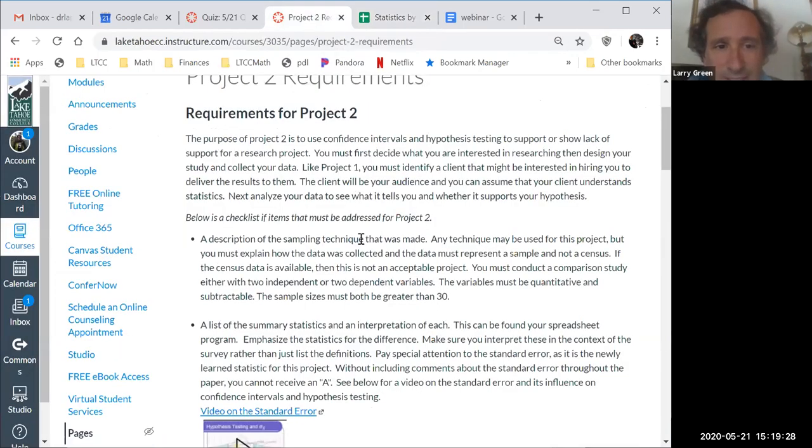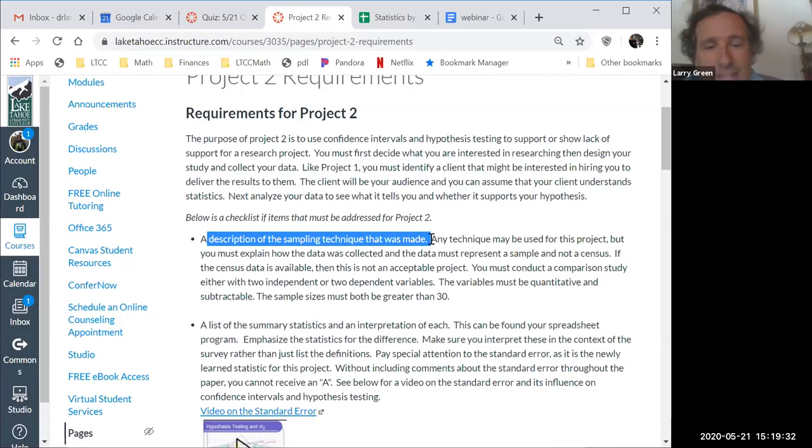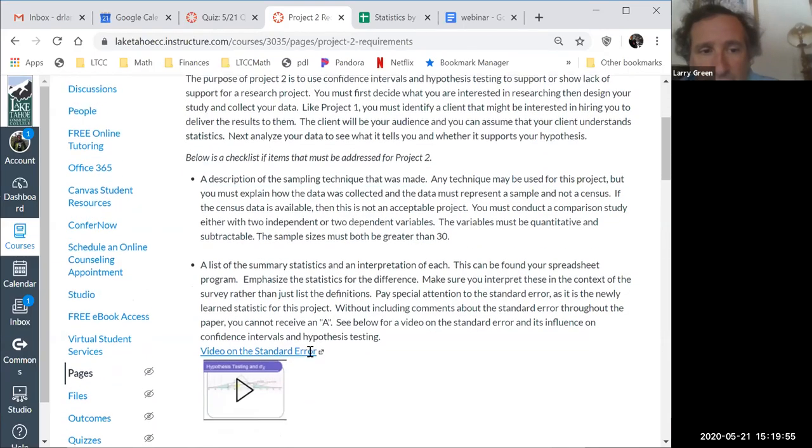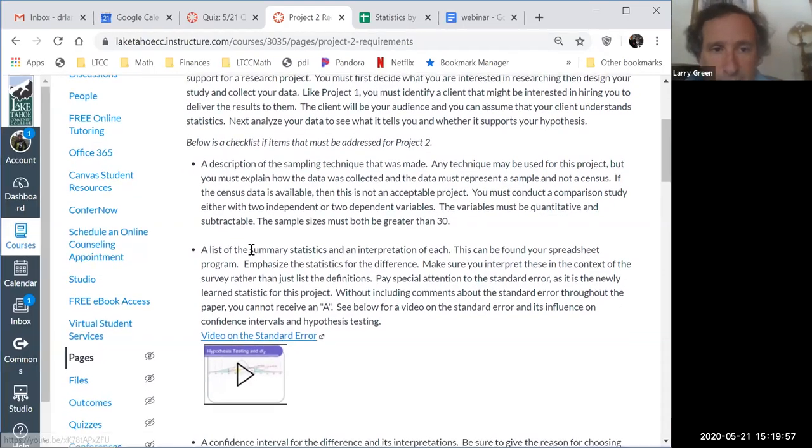Okay, let's go back to this. You are going to talk about the sampling technique. It is fine if you say convenient sampling. You just have to say what you used. So like I said, it's different than project 1. You just have to identify your sampling technique. If you say it's convenience, then you talk about the bias, and that's okay to have bias as long as you talk about it. Okay. Any questions about that?